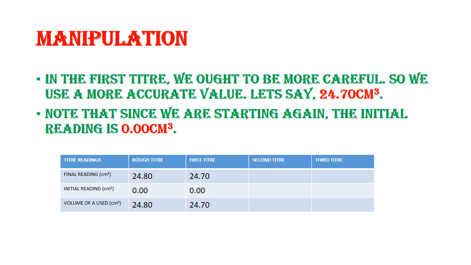No joke. Okay, so you first of all fill, like I said before, the volume of A used, then put the initial reading. Okay, you know you are refilling the acid, so your initial reading is 0.00. Okay, so you put a value in the final reading. That's when you say the final reading minus initial reading gives you the volume of A used. So in this first Titer we put 24.70, because 24.70 minus 0.00 gives us 24.70. Okay, that's for our first Titer.